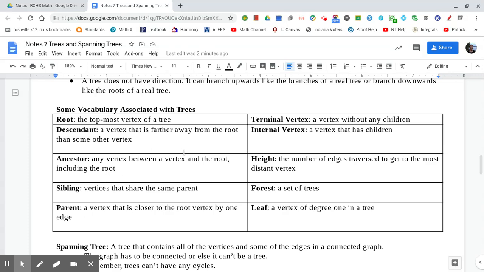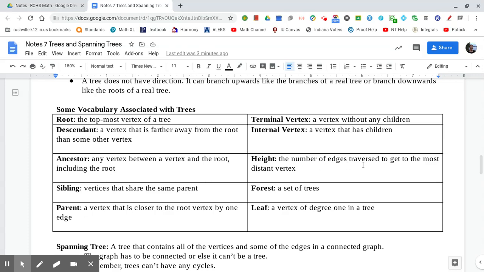So think about family trees. That's what I always think of when it comes to this unit or this section in the material. Siblings are vertices that share the same parent. A parent is a vertex that is closer to the root vertex by 1 edge. A terminal vertex is a vertex without any children. An internal vertex is a vertex that has children.